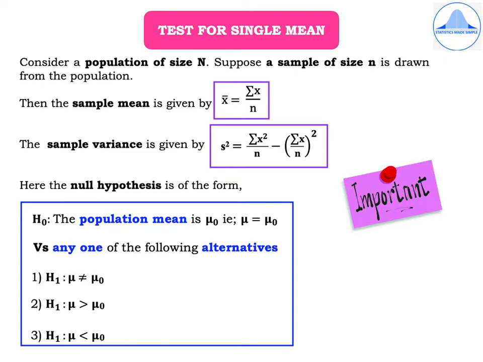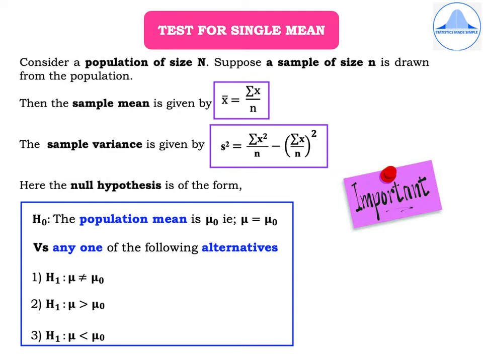So, let us consider a population of size capital N. Suppose a sample of size small n is drawn from the population, then we know that this sample mean, remember that this sample mean is a statistic and it is denoted by x bar equal to summation x divided by small n. And the sample variance again is a statistic and you know it is denoted by small s square. And using the simplified formula of the variance which we have learnt in the first year, it is s square equal to summation x square by n minus summation x by n the whole square.